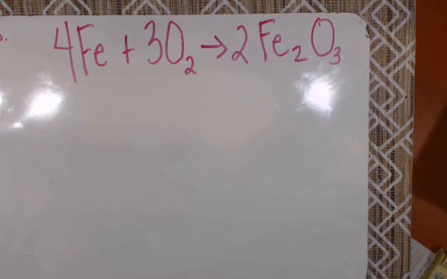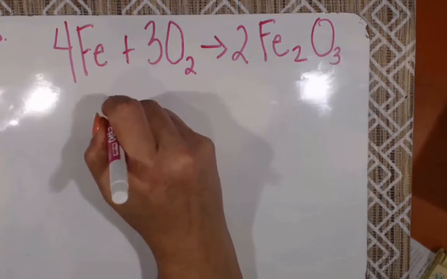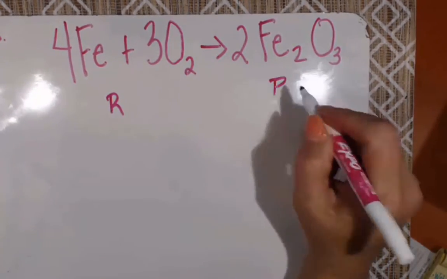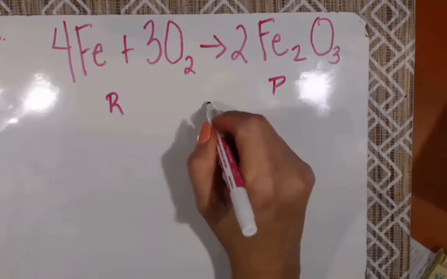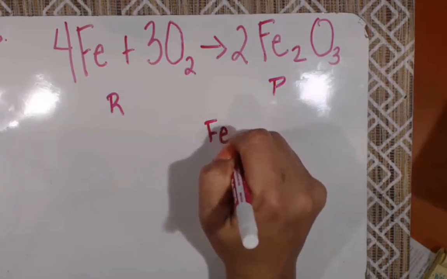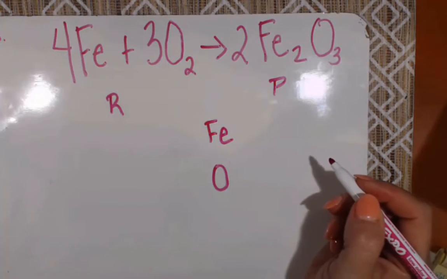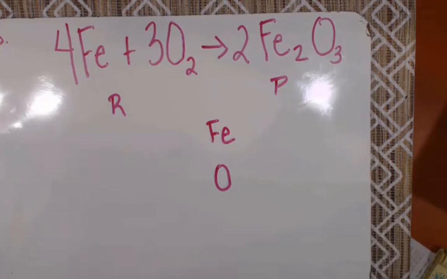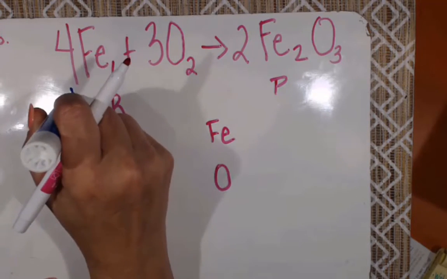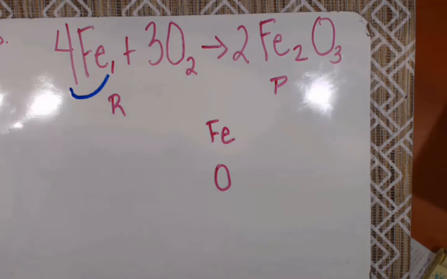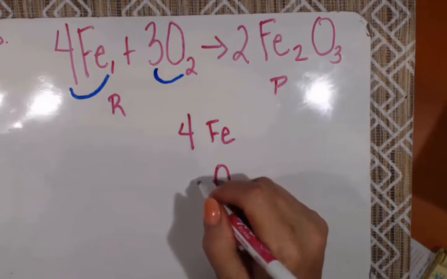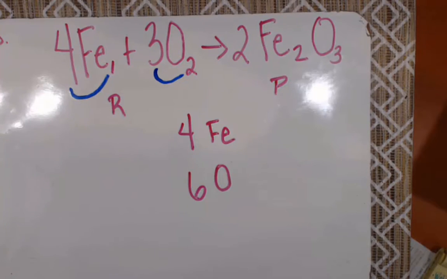This is the last equation we're going to be practicing in this tutorial. So we've got our reactant side, product side. We're going to record, we only have 2 elements for this. We've got Fe, which is iron, O, which is oxygen, and we have an understood 1 on our iron. So we're going to take 4 and multiply it by 1. So on our reactant side, we have 4 irons. We're going to take our 3 and multiply it by 2. So we have 2 times 3, so we have 6 oxygens.